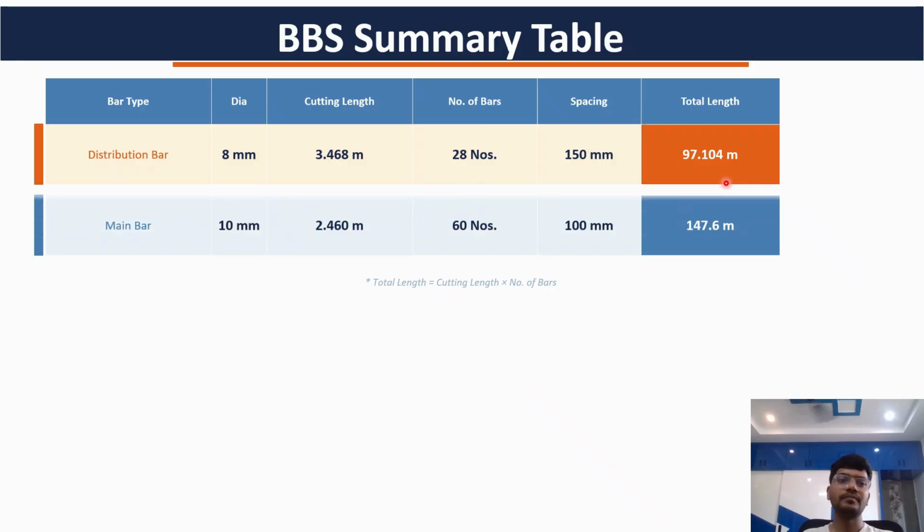97.104 meters. And for main bar, the diameter is 10 mm and the cutting length is 2.460, the number of bars is 60, and the spacing between them is 100 mm. Always take 5 to 10 percent extra quantity for wastage.